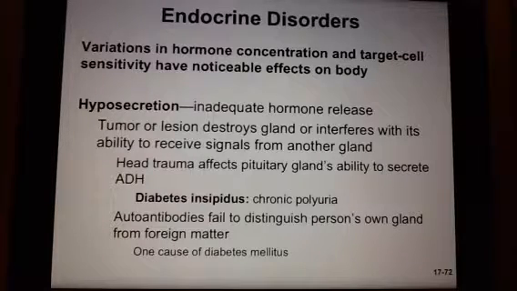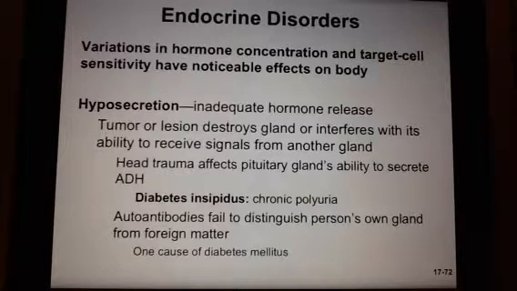The last video for this week jumps to the end of the chapter and focuses on endocrine disorders. So variations in the hormone concentration and how sensitive the target cells are do make a noticeable difference in the body. So we can actually see the effects of this within the body. And so you're going to see the word hyposecretion a lot, and hypersecretion. So hyposecretion, we know hypo means low, so that means inadequate hormone release, or not enough hormone is being released. And we are going to talk about different hormones that have hyposecretion, but that's in general what that term means.